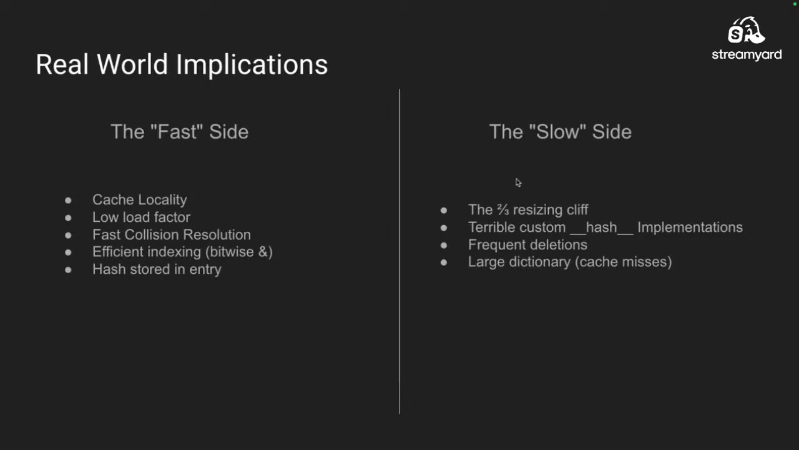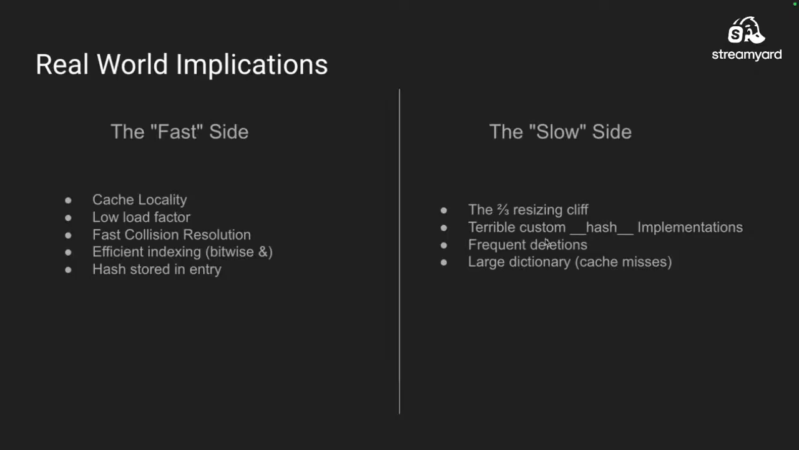And coming to the times when the Python dictionary can slow down. The first one is the 2 by 3 resizing. What this means is that since we are resizing at a 2 by 3 load factor, we might need to resize a lot of times if the dictionary becomes large. Even if you consider a hash table of size 1 million and the 2 by 3 load factor is reached, now you need to double the size of the hash table. So it's like creating a hash table of 2 million size, right? That can take up some time.